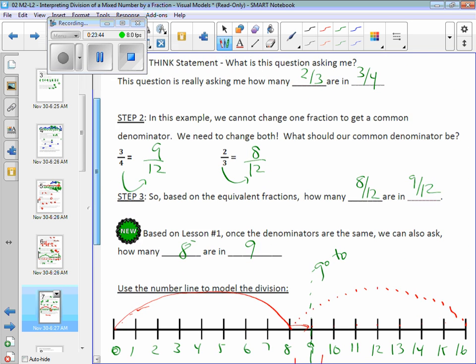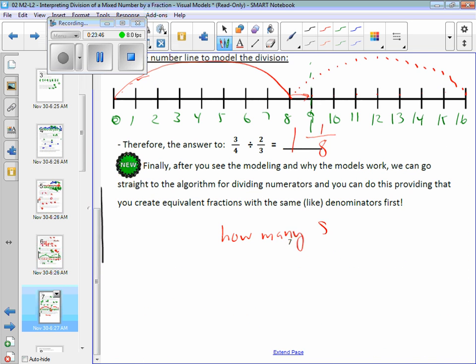The denominators are the same. Yes or no? I feel like I'm talking to nobody today. Too much turkey? Yeah. Too much tryptophan. You know what tryptophan is? It's in turkey, it makes you sleepy. You guys have turkey coma.